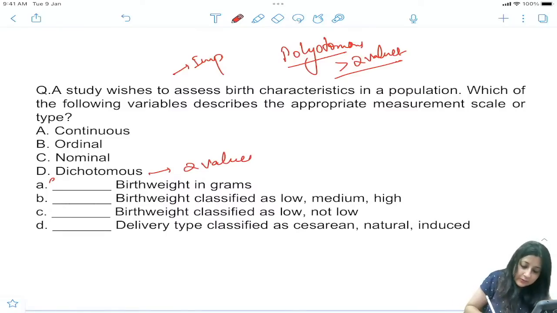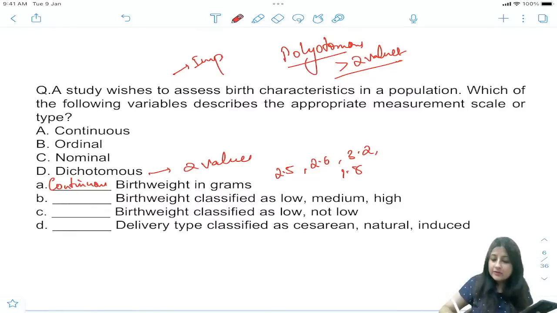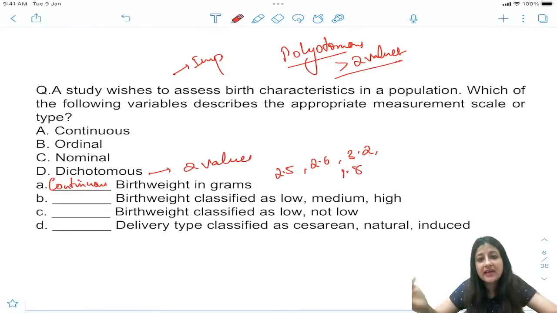Everybody is saying continuous. Let me put continuous here. Yes, because it can be 2.5, it can be 2.6, it can be 3.2, it can be 1.8, right? So it can be expressed in any of the values and it can have a decimal point also, right? Everybody, 2.5 kg ka baby ho sakta hai, 1.8 kg ka ho sakta hai, theek hai.